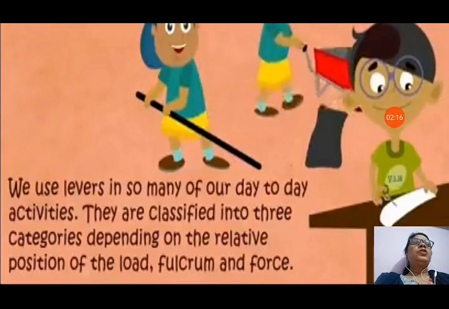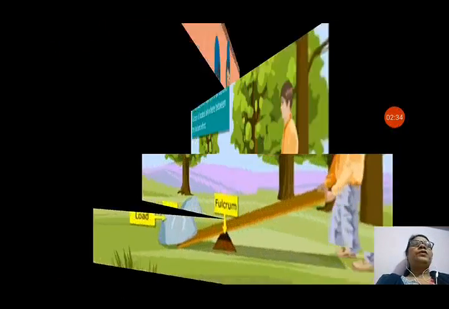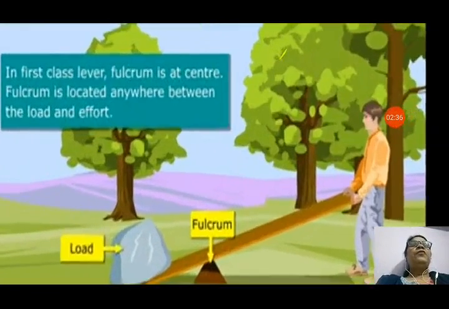They are classified into three categories depending on the relative position of the load, fulcrum, and force. So, the lever can be classified into three major groups. These are according to the position of the load, fulcrum, and force. So, let us see about this type of levers. You can see first class lever.